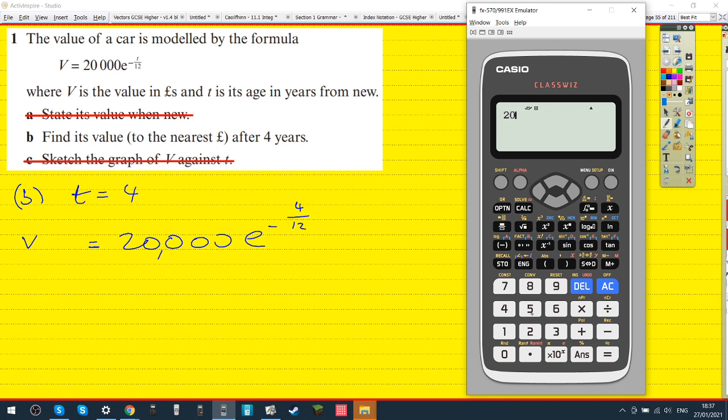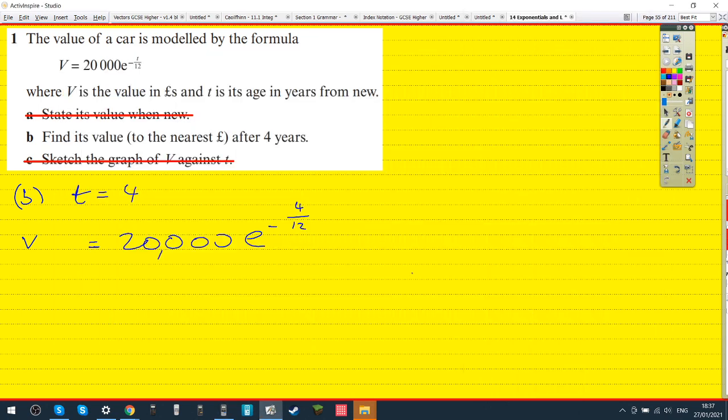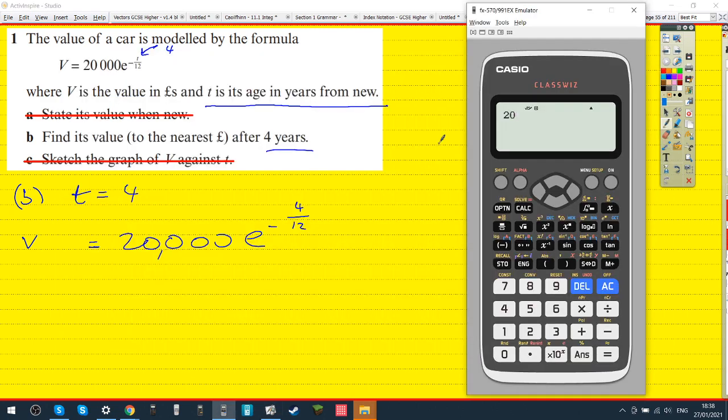I don't understand that bit. Let's see, the value of a car is modeled with this. T is the age in years from new. So when t is 0, it's new. And so after 4 years, t equals 4. So you replace t with 4. But why the minus t over 12? Okay, I thought that was a 1. I couldn't see from there. Ah, sorry. No problem. Why is it over 12 though? Is that just the formula?